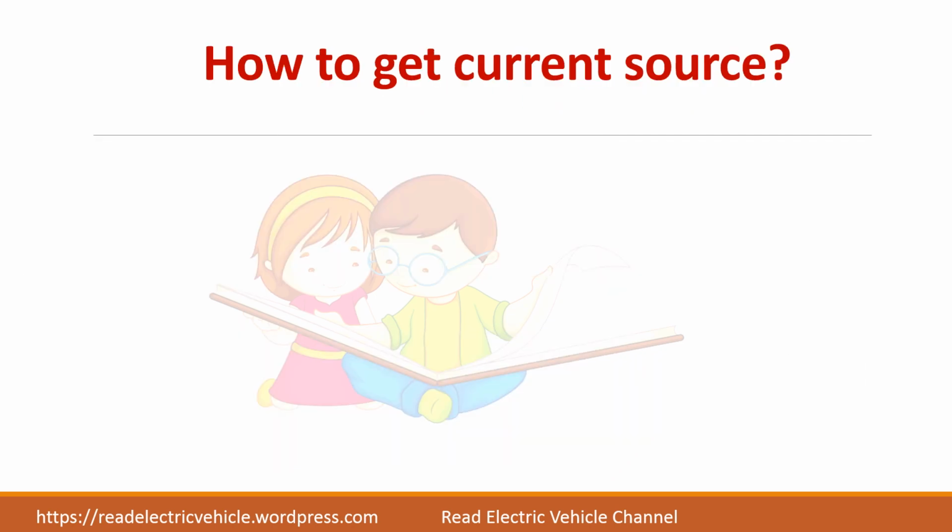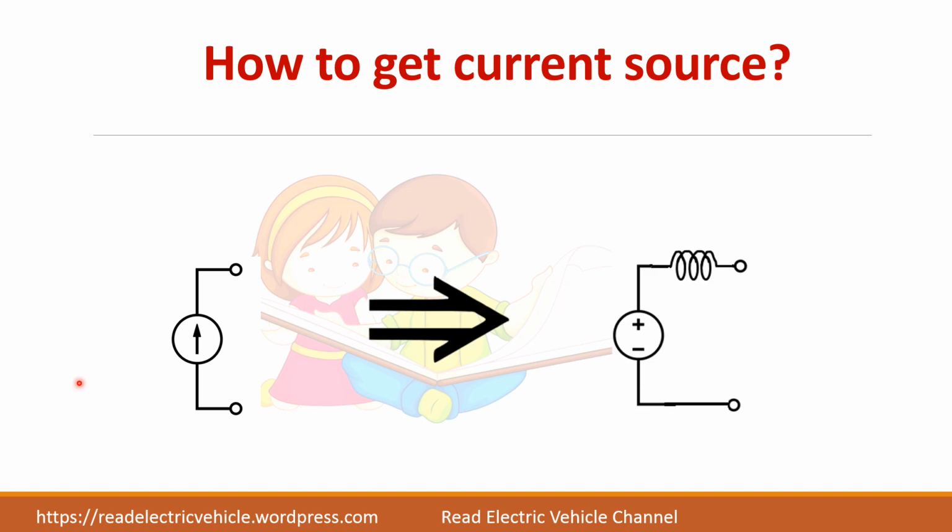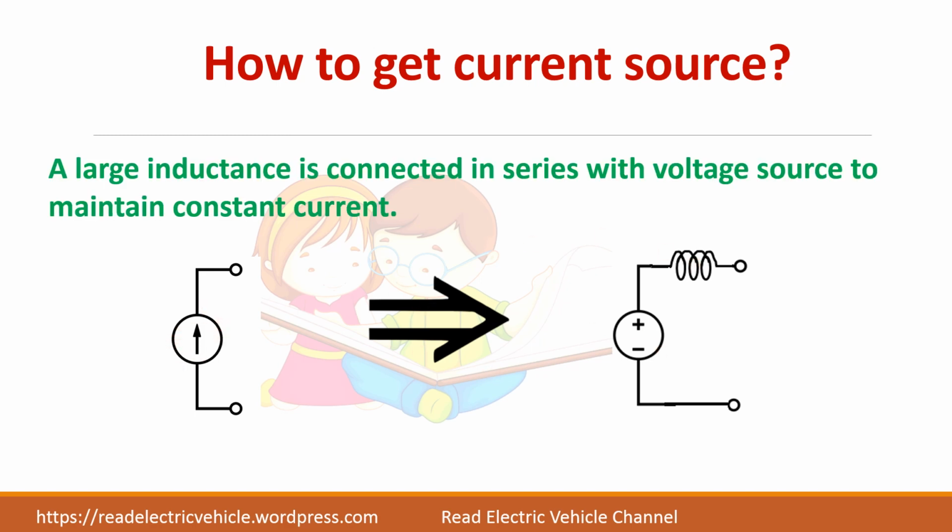So how to get a current source? We know this is the symbol of the current source. How to get a current source? You take a voltage source, connect a high inductance in series with the voltage source. This will act as a current source, because inductance is a property to limit the rate of change of current. So this inductance helps to achieve a constant current from the source. Thereby you can get a current source from the voltage source.